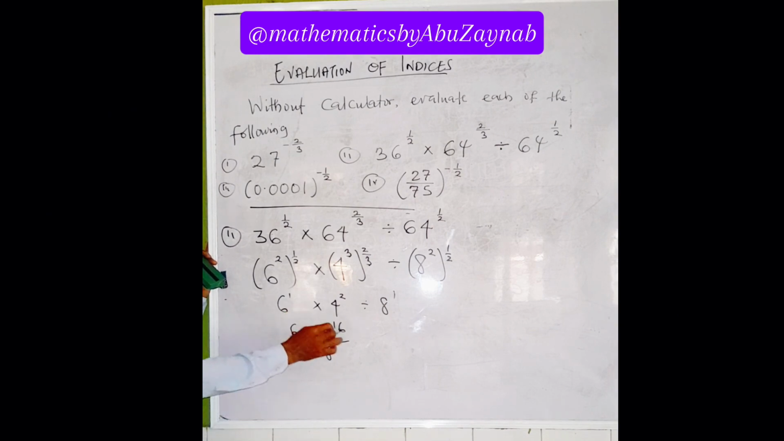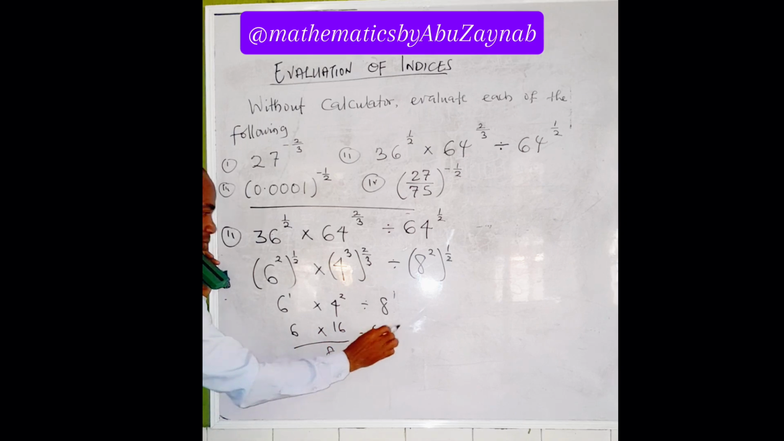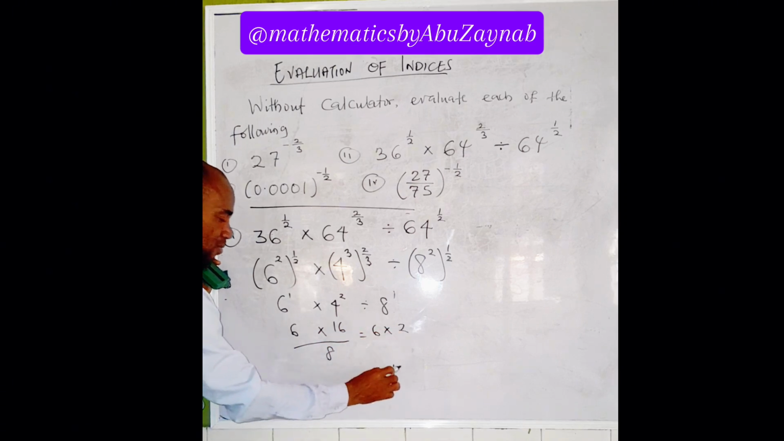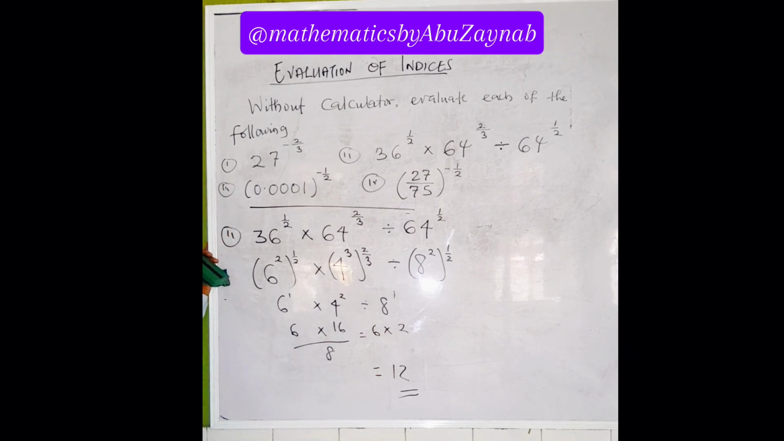That's times divided by 8. So 8 in 16 is simply 2. Hence, the answer is 12 without calculators. It's pretty much easy, as I believe it is. If so, let's go to the next question.